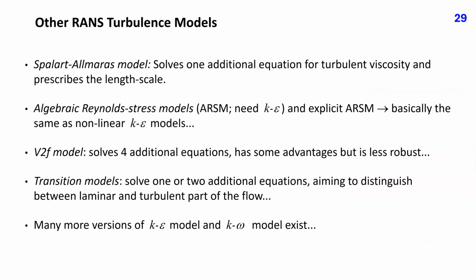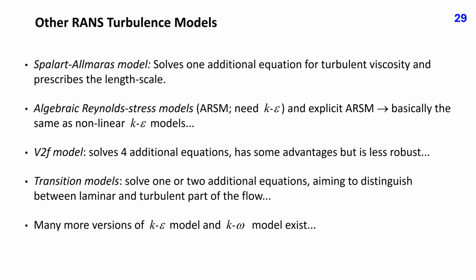In addition to many variants of turbulence models described in preceding slides, there are also many other models which do not fall into those categories. We mention only a few. The Spalart-Allmaras model solves one additional equation for turbulent viscosity and prescribes the length scale. It has been used with success for boundary layer flows, for example, around airfoils.